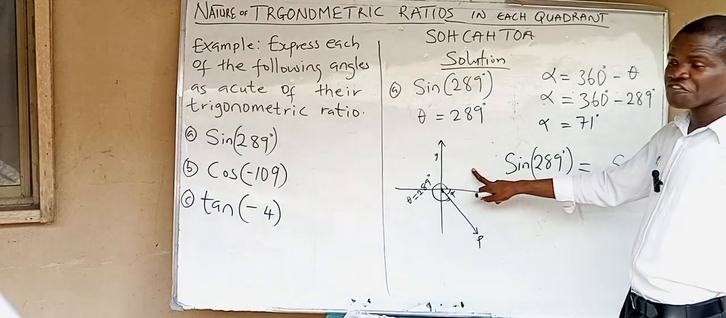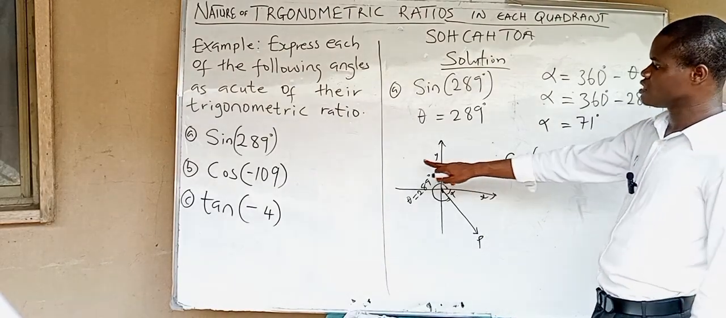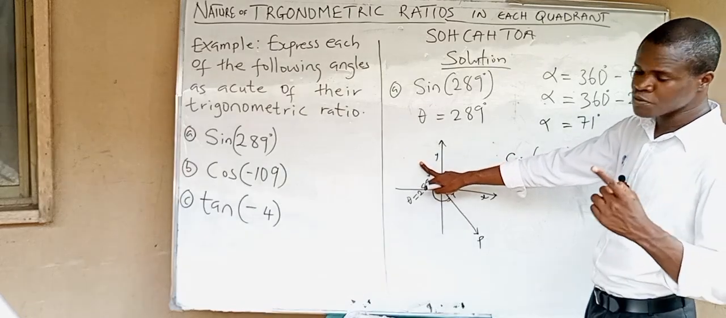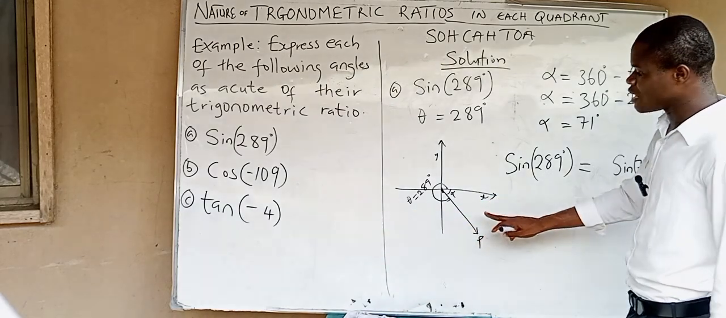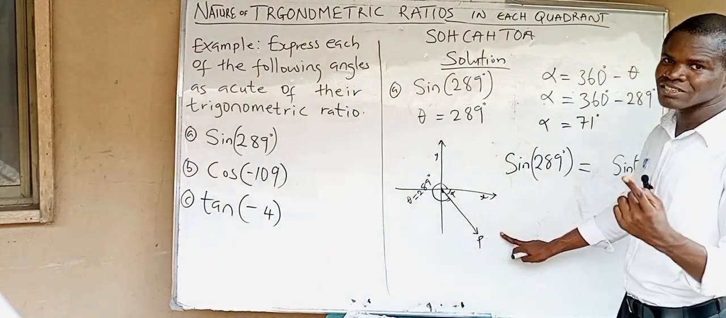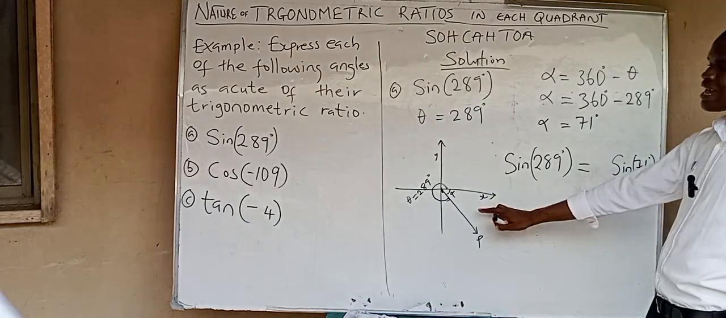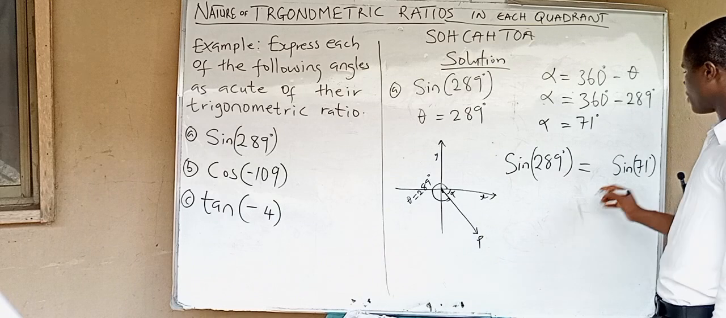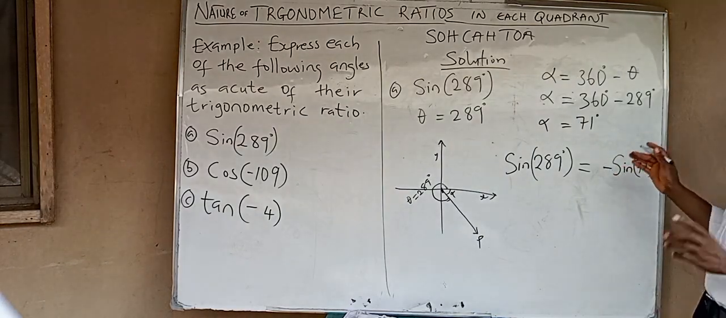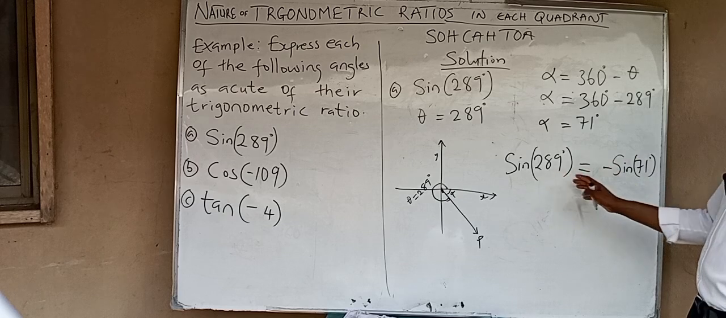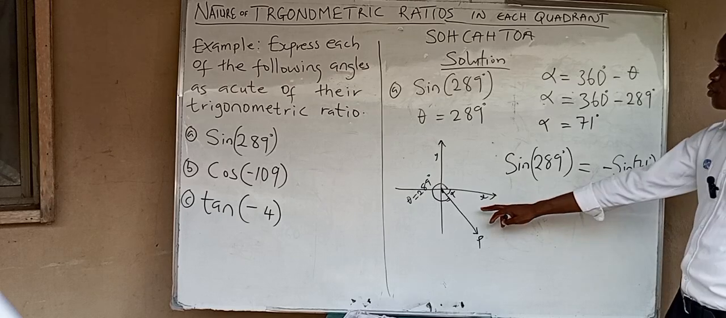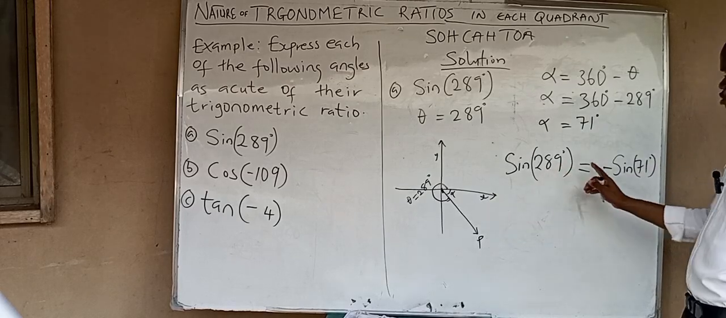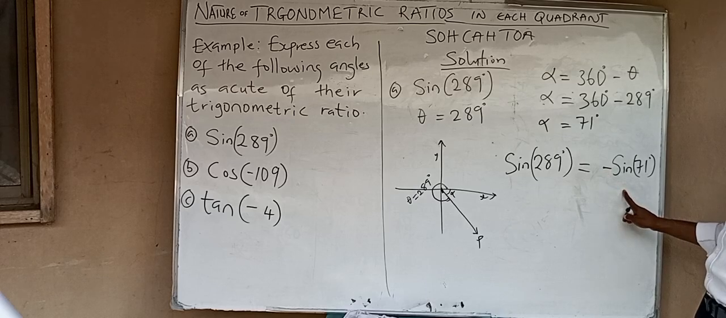Remember, in the first quadrant, all are positive. In the second quadrant, only sine is positive. In the third quadrant, only tangent is positive. And in the fourth quadrant, only cosine is positive. So sine cannot be positive in the fourth quadrant. So I'm going to put minus here, and you are done. What they want you to determine is the nature of the acute value of sine within the fourth quadrant for this value. Of course, it is negative, and this is your final answer.